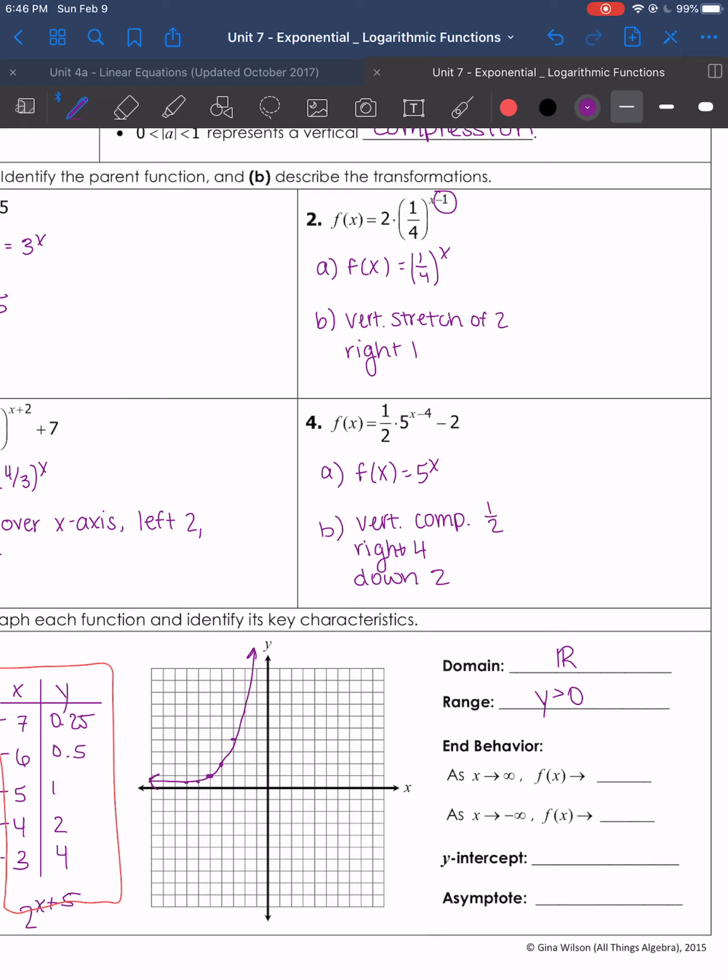My end behavior as it goes to positive infinity will still be going to positive infinity. As I go to negative infinity will still be 0. The y-intercept will be the thing that changes, because that's where x is 0. So 2 to the 0 plus 5 is 2 to the 5th, which is 32. So 0, 32 is my y-intercept. And my asymptote is still y equals 0.